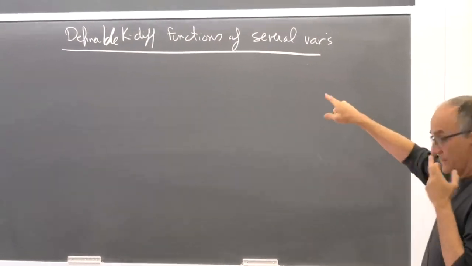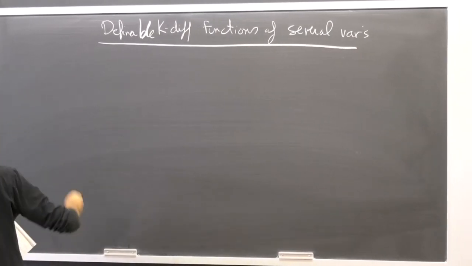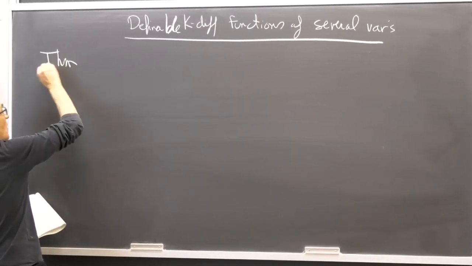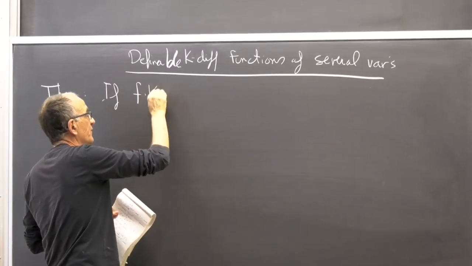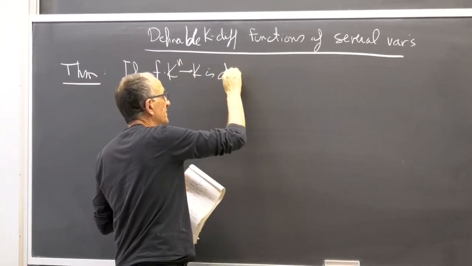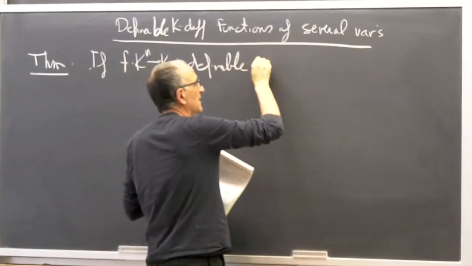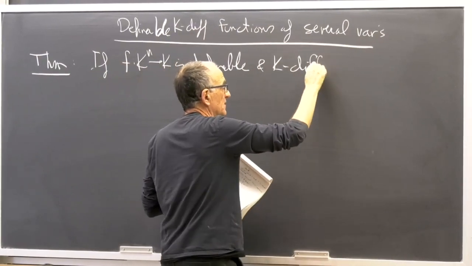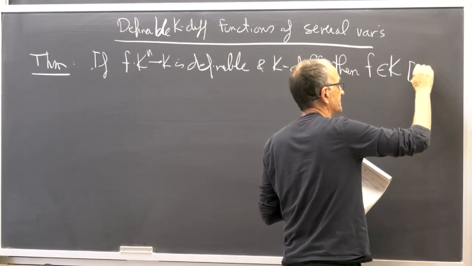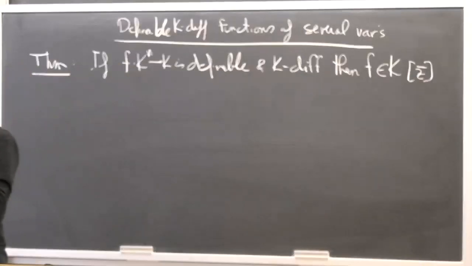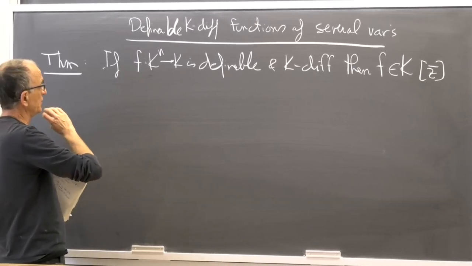So there's one debt that I didn't get to put on the board for functions of several variables, and this is the analog of the theorem from one variable for global functions. If f from k^n to k is definable, so this is global, it's not partial now, it's the whole universe k^n, and k differentiable, then f is polynomial in several variables. So there are no global analytic functions other than polynomials.